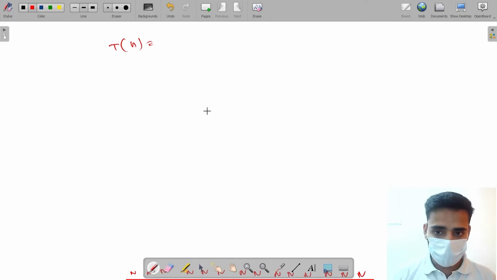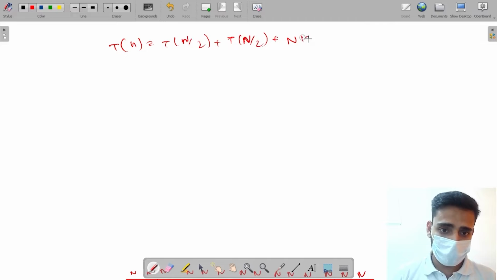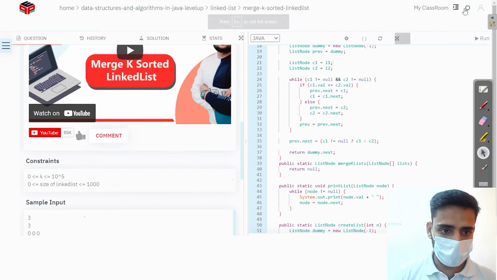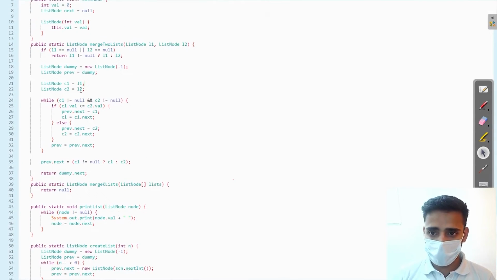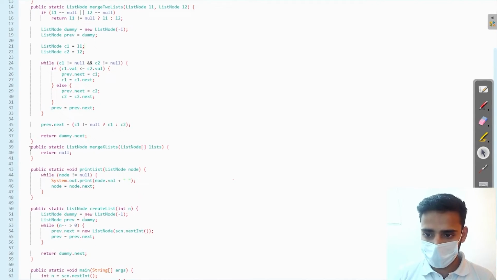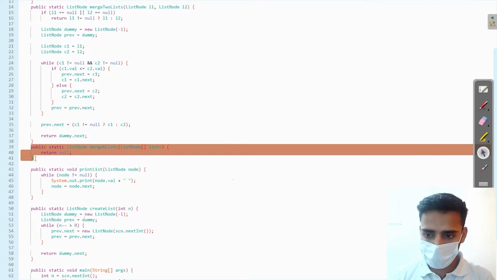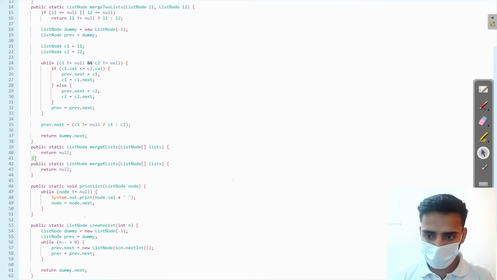Okay, so let's write the time complexity for this: T of n by 2 plus T of n by 2, and then we have here n times k. Let's write some code first, then it will be more clear. So let's go on the board and write some code. Previously we have written this merge two lists. I'm just going to copy this here and make a function merge k lists.